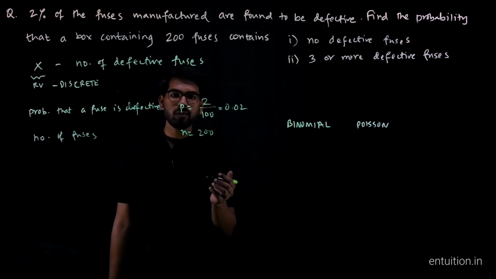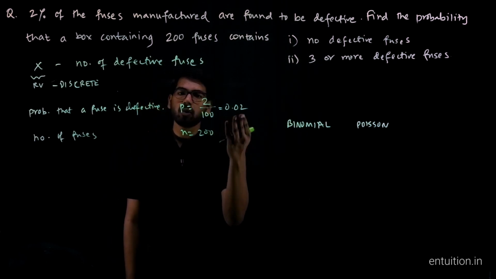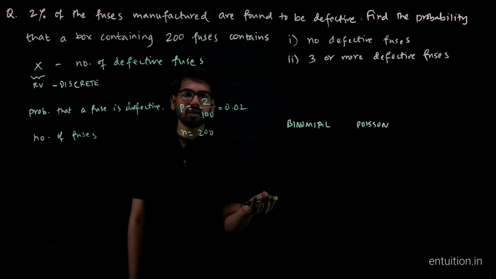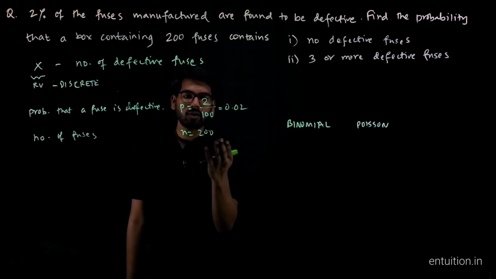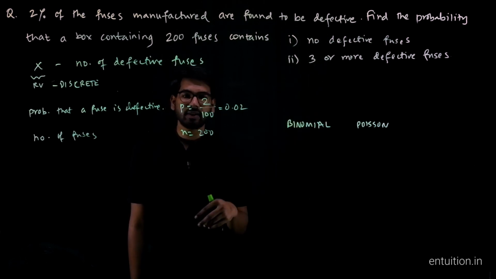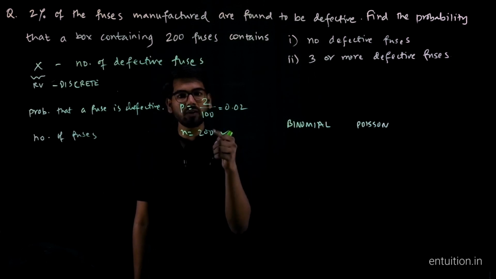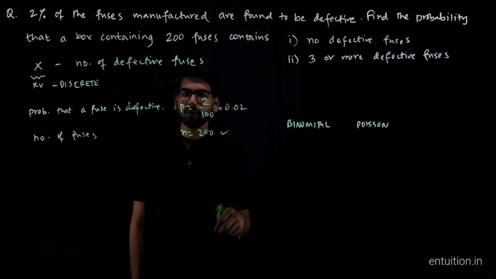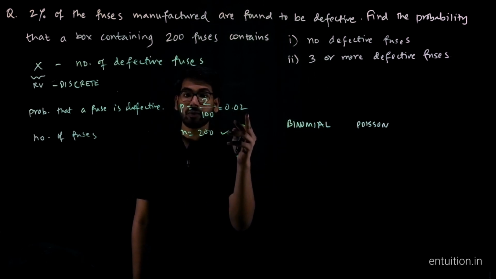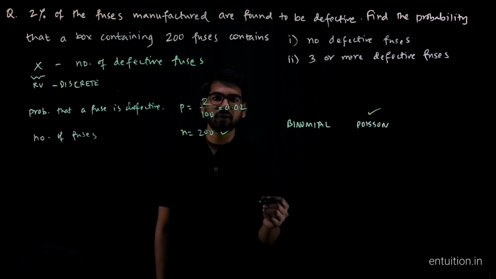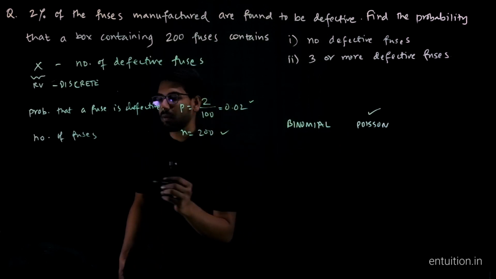So we have a very large n and a very small p. So it is not binomial, it is Poisson, because in binomial the probability function has nCx and we cannot do 200C3 or something like that. Either one of these conditions is enough to go for Poisson. The probability is very small, 0.02, and n is very large, so we'll choose Poisson.